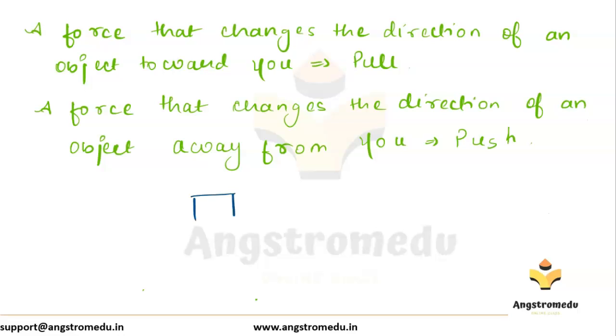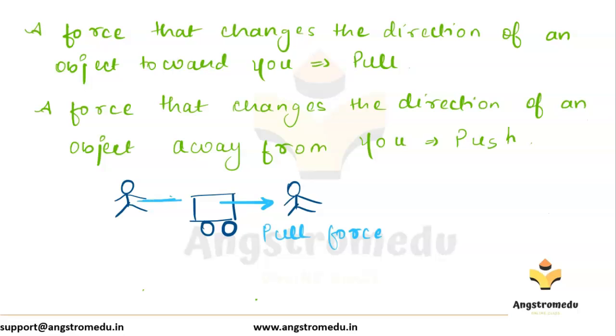For example, let us say this is a trolley and here are two persons. If this person is applying a force in this direction, then it is a pull force for this trolley. And if this person is applying a force in this direction on the trolley, then it will be a push force. Why is it a pull force? Because it is trying to move the object towards itself. And why is it a push force? Because this person is trying to move the object away from him or her. So this is a pull force and this is a push force.